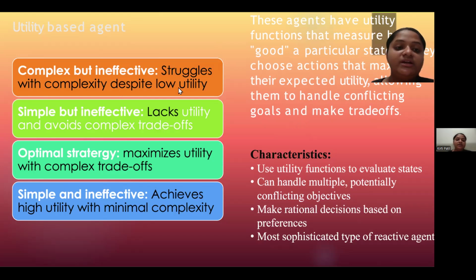Some key points in the utility-based agents are: complex but ineffective, struggles with complexity despite low utility; simple but ineffective, lacks utility and avoids complex trade-offs; optimal strategy, maximizes utility with complex trade-offs; simple and effective, it achieves high utility with minimal complexity.